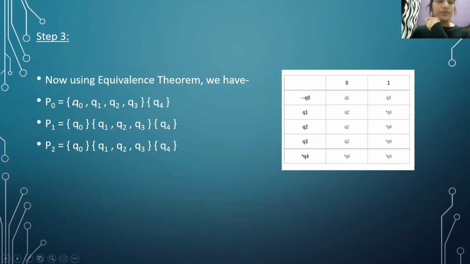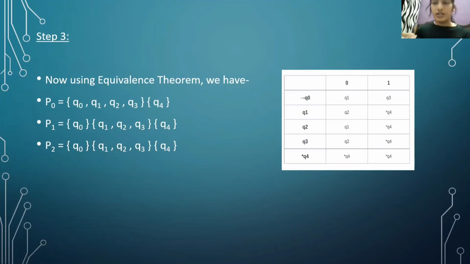Now let's take the pairs of states in each set. Let's first take Q0 and Q1. Q0 reaches Q1 on input 0 and Q1 reaches Q2 on input 0. Both Q1 and Q2 are in the same set, so no issues. Now let's take input 1. Q0 reaches Q3 on input 1 and Q1 reaches Q4 on input 1. Q3 and Q4 are in two different sets, so Q0 and Q1 become distinguishable. So we put Q0 in a different set, and we partition the set.